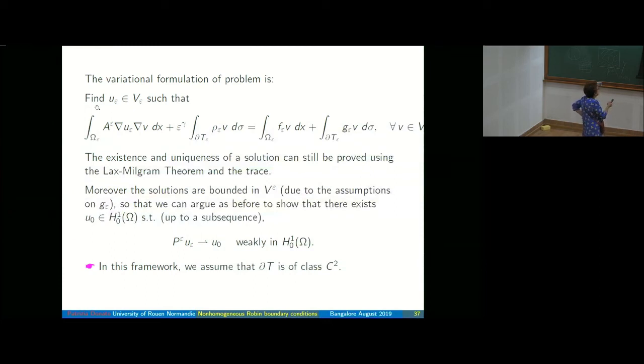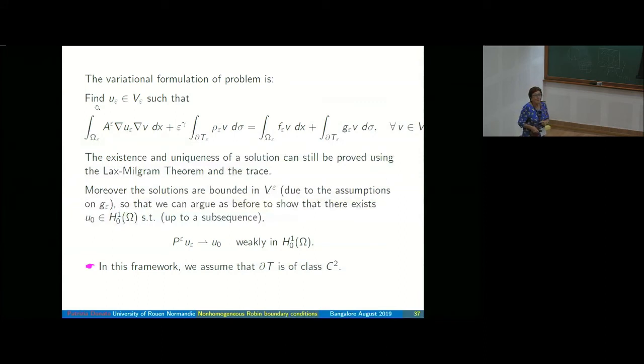Okay, one can prove, which is not less obvious, but one can prove that you have existence and uniqueness by the Lax-Milgram theorem, using also the trace theorem because you have to estimate the integral on the boundary.